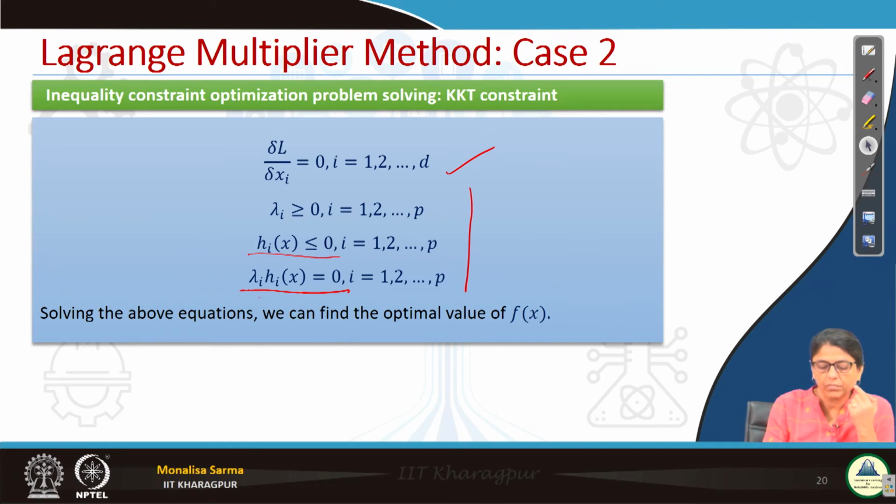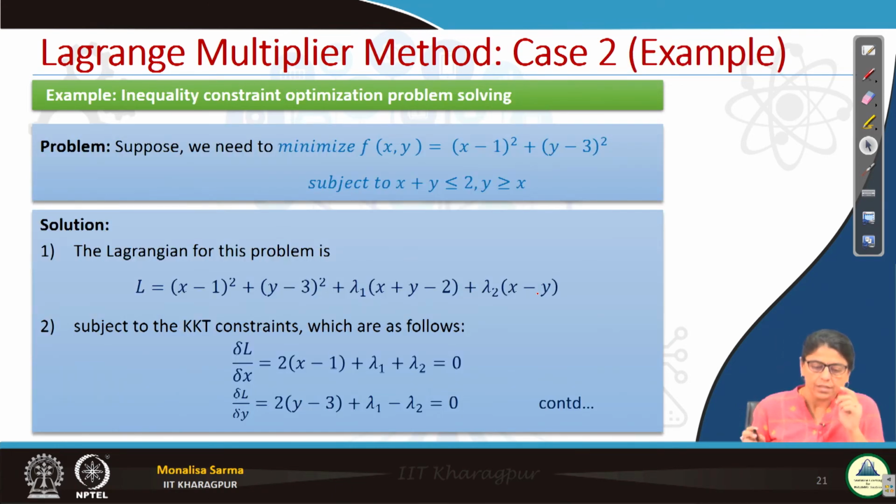Lambda i hi equal to 0 means either lambda i equals 0 or hi equals 0. Solving the above equations, we can find the optimum value of f of x. Now, if we solve this, we can find out the optimum value of f of x. So, let us see an example. Suppose we need to minimize this subject to this constraint.